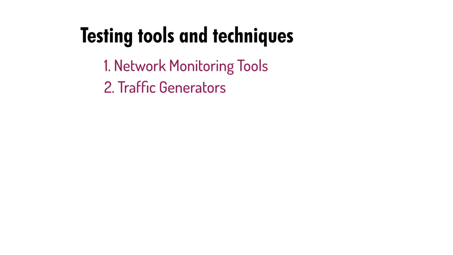Traffic generation. These tools are used to simulate network traffic and measure the performance of the network under different conditions. They generate controlled data flows mimicking different types of network traffic like web browsing, file transfer, streaming, and measure parameters like throughput, latency, packet loss. For example, iPerf, multicast generator, MGen, etc. There are so many tools available.